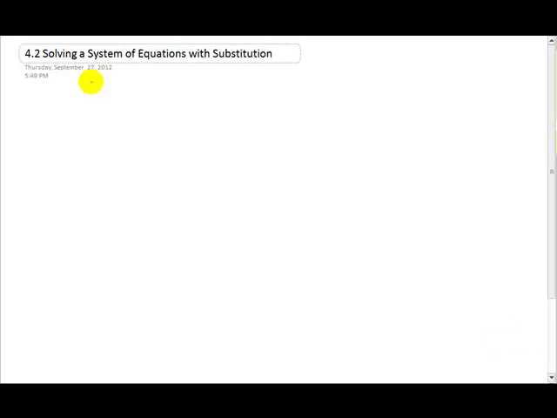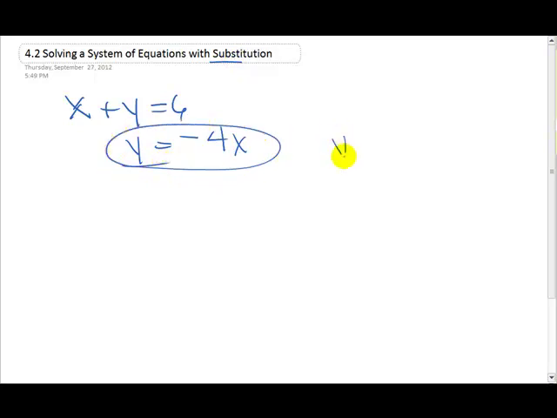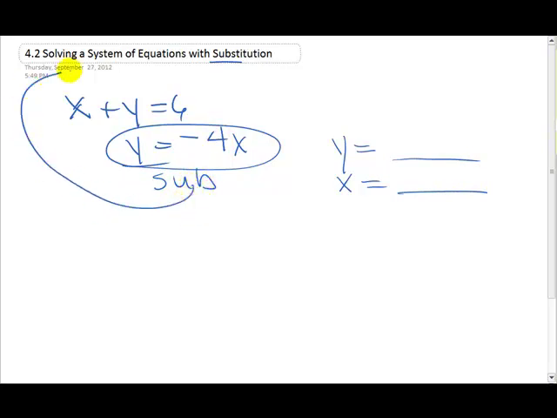4.2, solving a system of equations with substitution. We're going to use a substitute, and so we're looking for this situation where it says y equals or x equals, and then whatever it equals can become our substitute. And we're going to substitute it into the other equation for y.